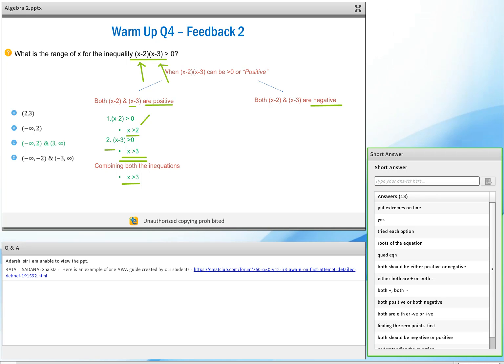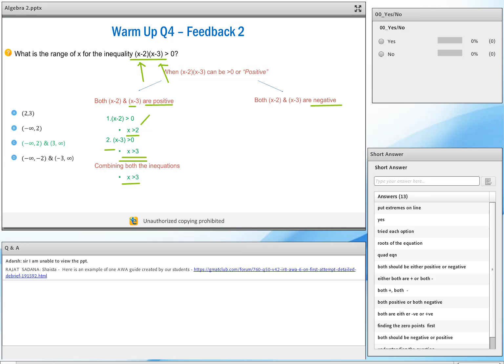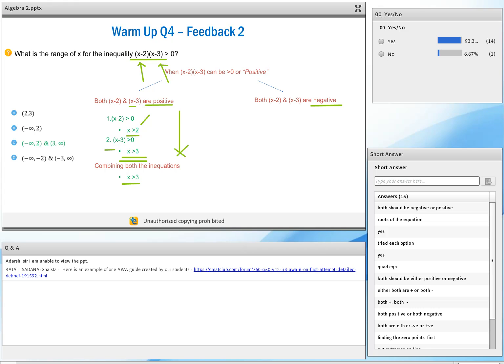Is this point clear to everyone? How we got to x is greater than 3 from this working out? Okay, good. Now we'll do the same thing over here. x minus 2 is less than 0, x minus 3 is less than 0. You basically then get x is less than 2, and x is less than 3. Now you need to combine these two inequalities. For as long as x is less than 2, x is also going to be less than 3, which means that the common thing between these two conditions is that x is less than 2.